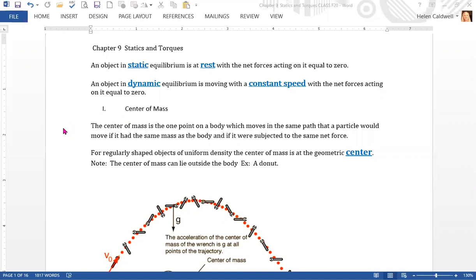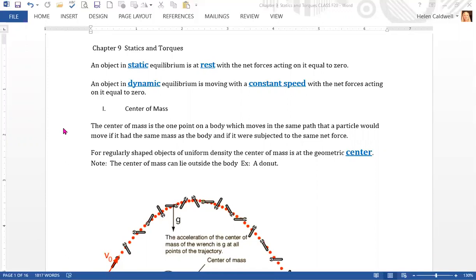So you can have static equilibrium and dynamic equilibrium. In static equilibrium, everything's at rest. So all the forces are balancing each other. Any forces pulling you down are balanced by forces pulling up. And the net force acting on the object will be zero, so nothing's going to move.